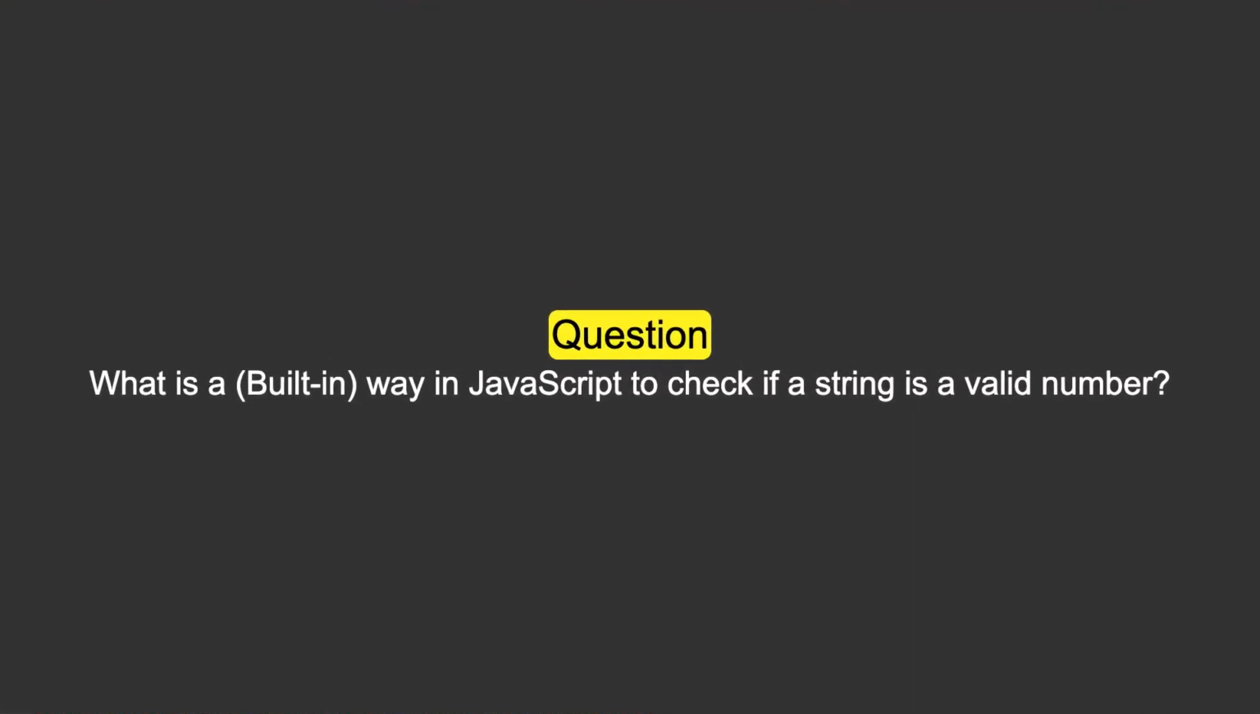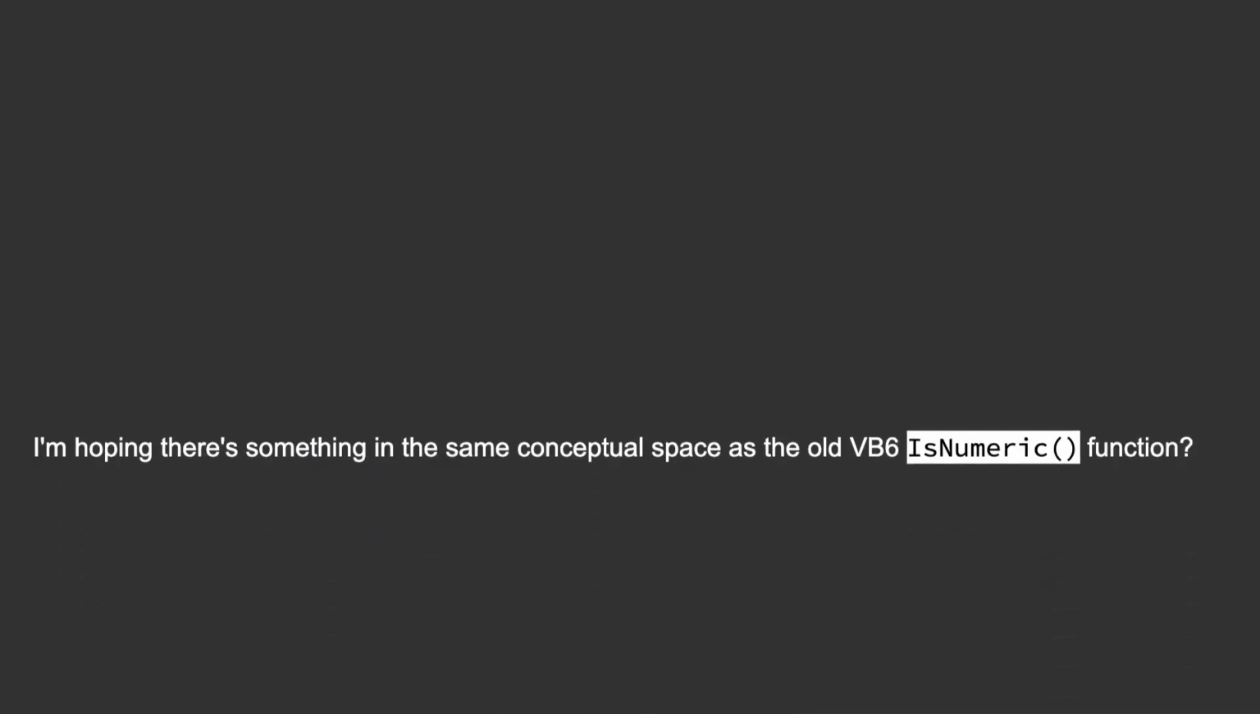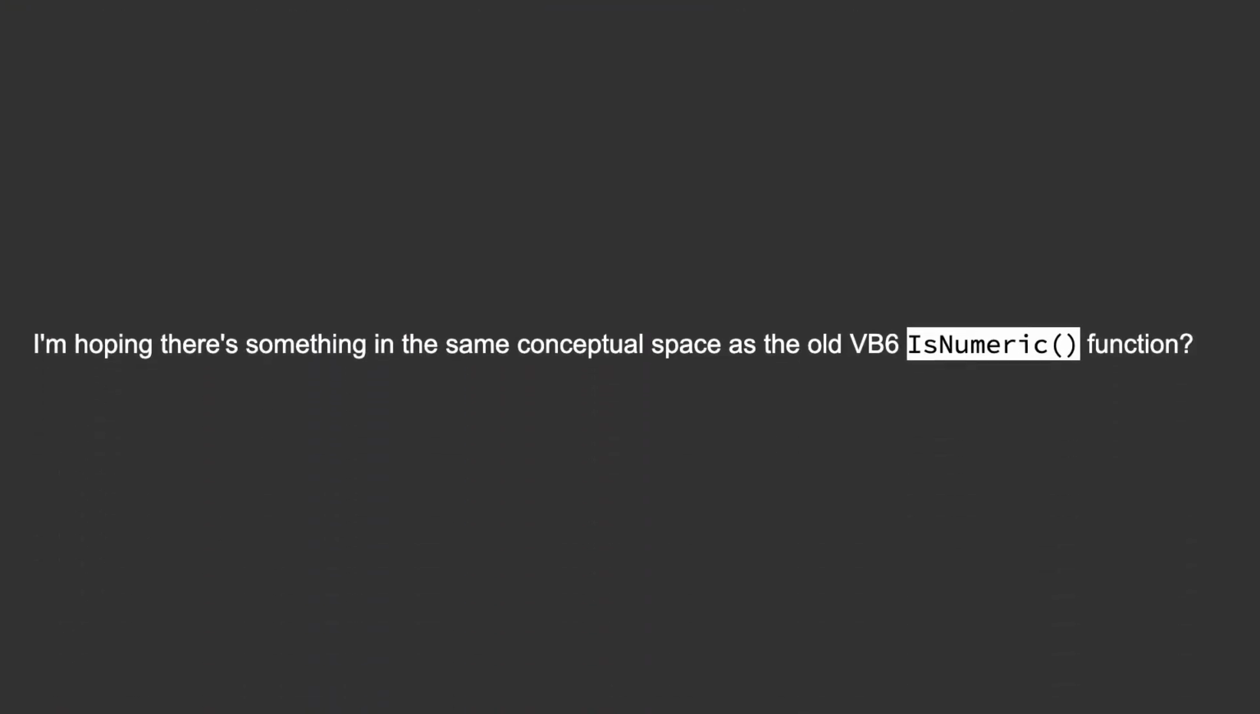What is a built-in way in JavaScript to check if a string is a valid number? I'm hoping there's something in the same conceptual space as the old VB6's IsNumeric function.